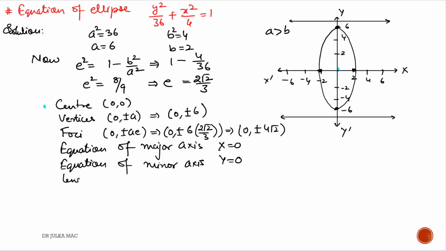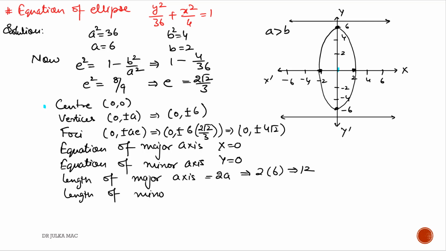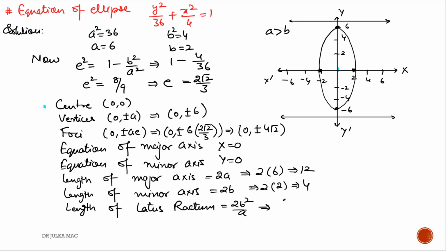Length of major axis is 2a and the value of a is 6. So 2 multiplied by 6 equals 12. Length of minor axis is 2b and the value of b is 2. So 2 multiplied by 2 equals 4. Length of latus rectum is 2b square upon a. B square is 4 and a is 6. So the answer is 4 by 3.